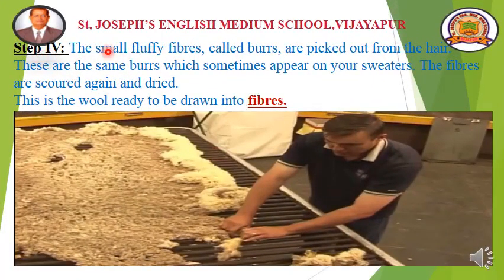The fourth step involves the removal of burrs. The small fluffy fibers called burrs are picked out from the hair. These are the same burrs which sometimes appear on your sweaters. The fibers are scoured again and dried. This is the wool ready to be drawn into fibers. The fluffy burrs are separated from the fibers because they are no longer of use and they don't make a single thread of fiber, so they are removed in the fourth step.